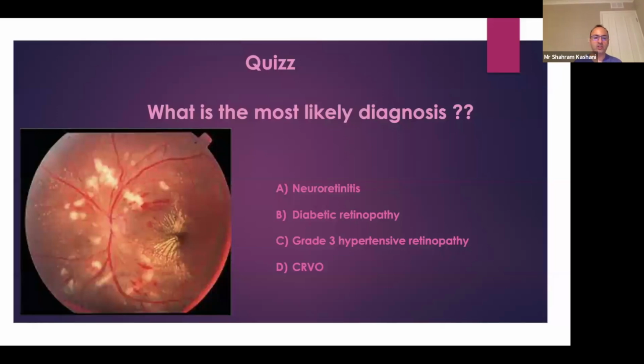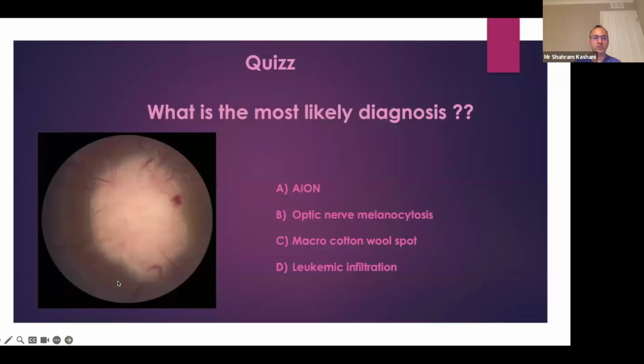So the correct answer was neuroretinitis. I think that's the first time we've ever done a quiz where the minority have got the right answer. So that's the first time ever, I think. Normally everybody gets it right, or pretty much right. So remember, neuroretinitis is swollen disc, macular star. Okay, so macular star and swollen disc is neuroretinitis. Okay, fine. Most likely diagnosis here.